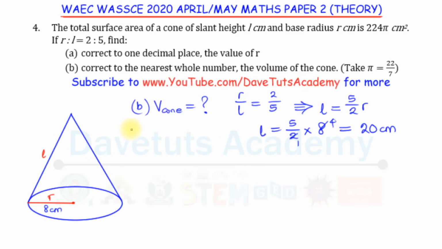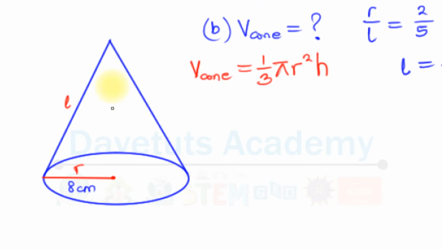Now, L being 20 centimeters, we are finding this because we are going to need it to evaluate the volume of the cone. Now, what's the formula for the volume of a cone? The volume of a cone is expressed as 1 over 3 multiplied by pi r square h, where h is the vertical height of the cone. So for that, this is h here, and recollect our L we just got to be 20 centimeters, so L here is 20 centimeters.